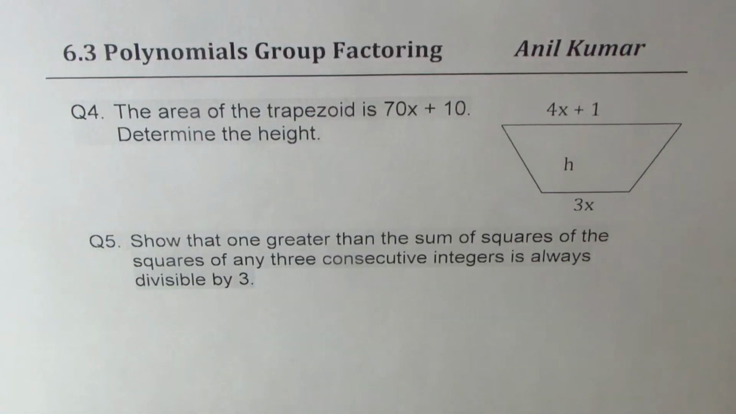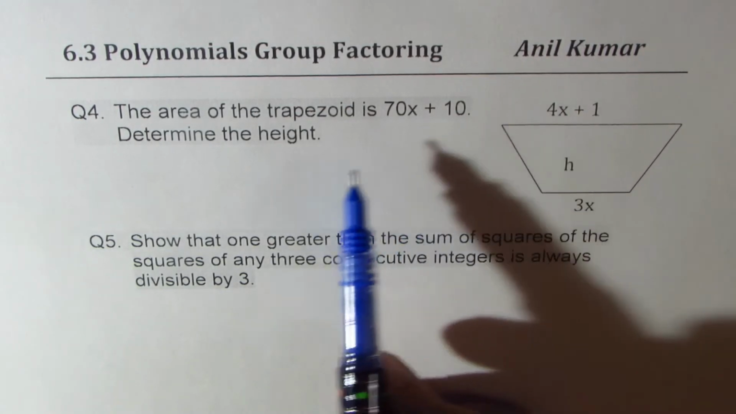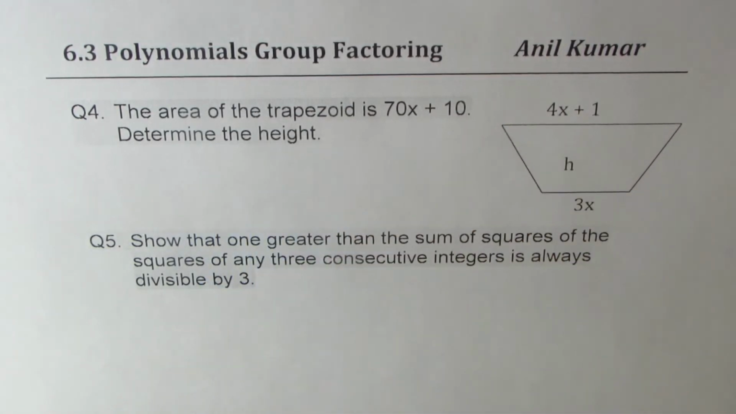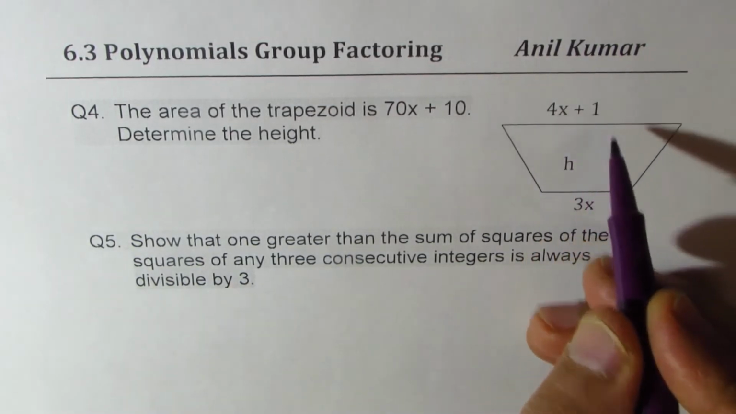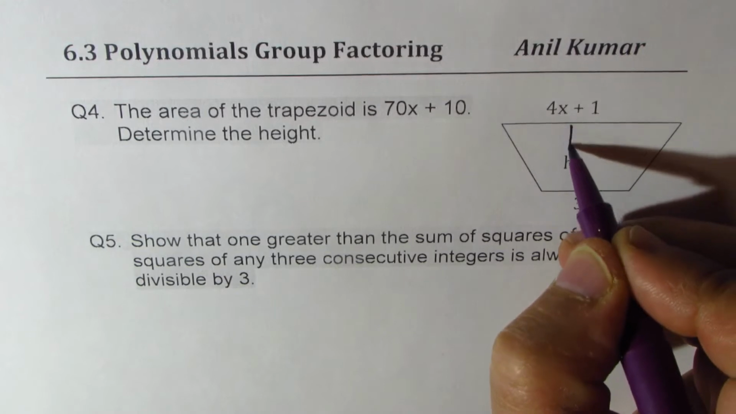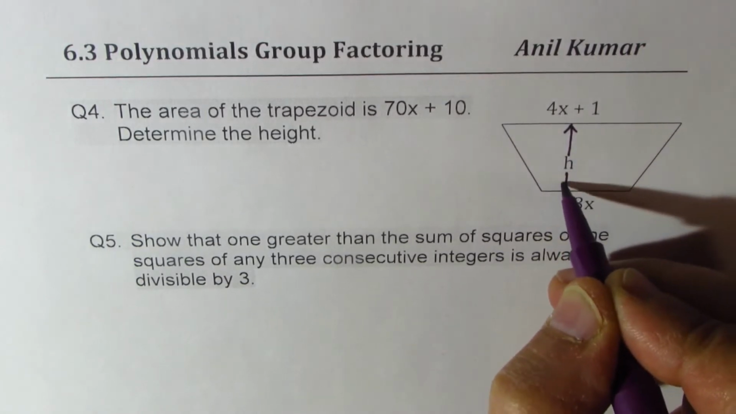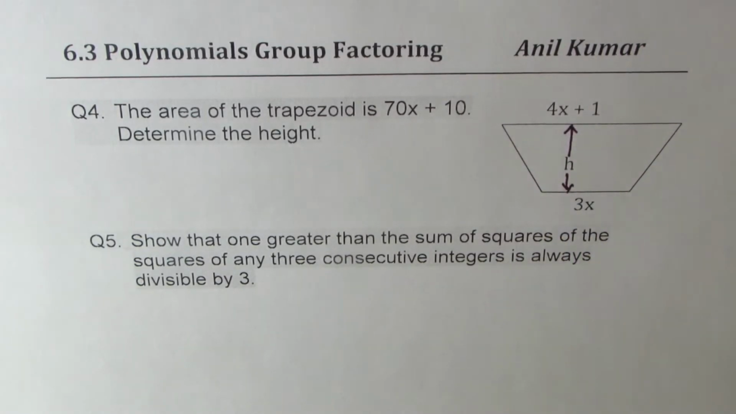Question number 4. The area of a trapezoid is 70x plus 10. Determine the height. We are given a figure where the two sides are 4x plus 1 and 3x, and the height is h, and we need to find what this height is.